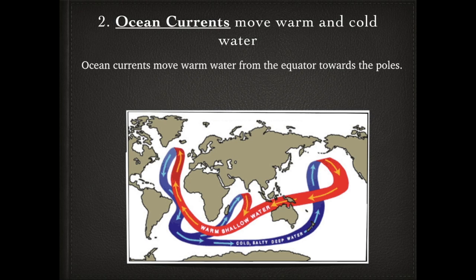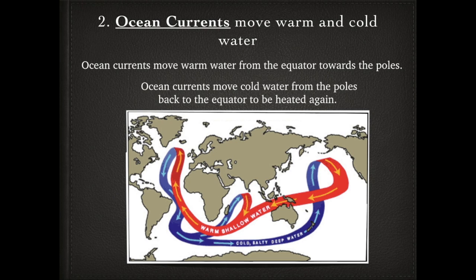Another factor that impacts climate is the ocean currents. This will also impact temperature. If the current is bringing water from the equator, these places are going to be warmer. If the ocean current is moving cold water past this area, it would be colder. But the cold water does get warmed up as it's brought back to the equator and then moved back out.